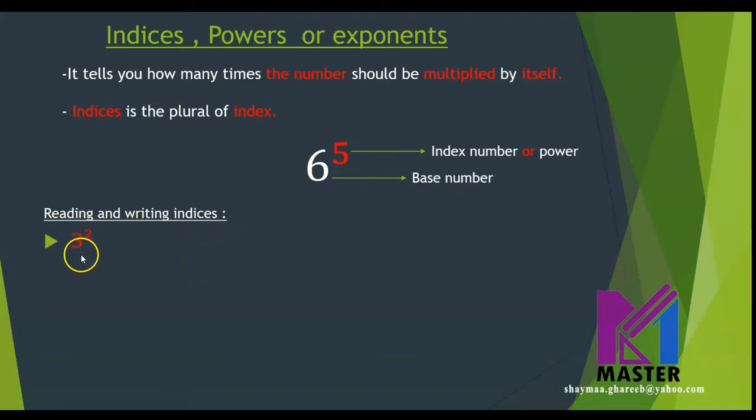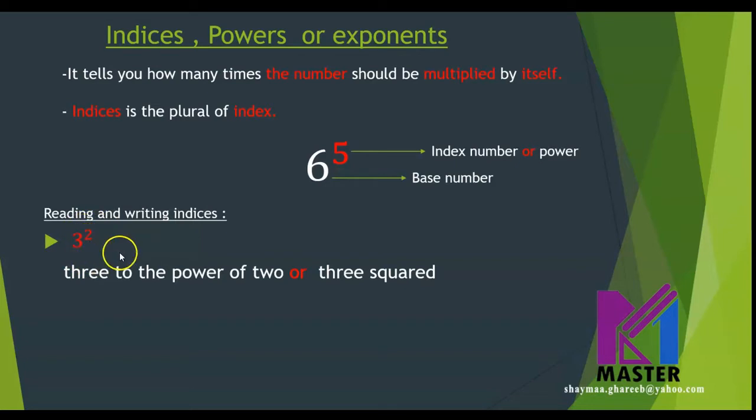For example, this one, we read it as 3 to the power of 2, which means 3 is raised to the power of 2. Also, we can read it as 3 squared. So when the index is 2, we can read it two ways. I can read it the normal way, 3 to the power of 2, or I can read it as 3 squared. So I can use the word squared when the power is 2, or the index is 2.